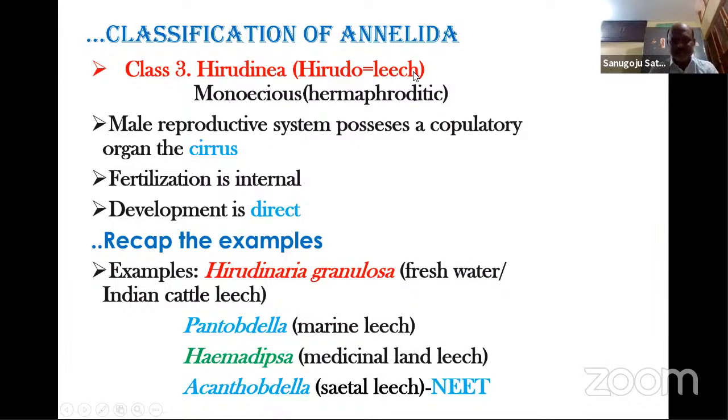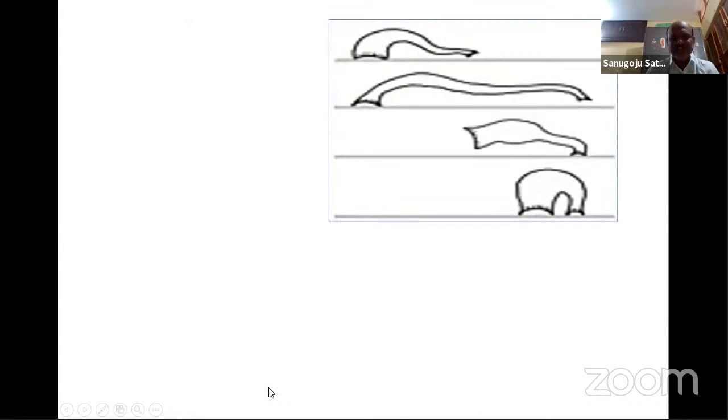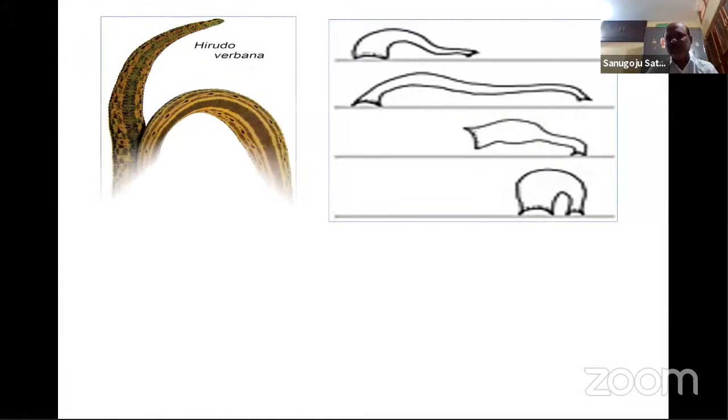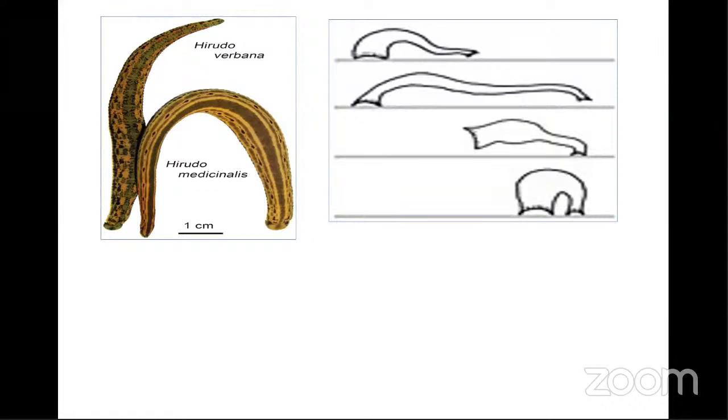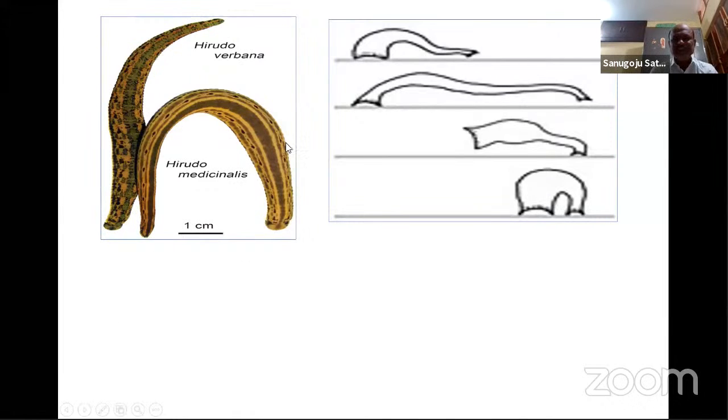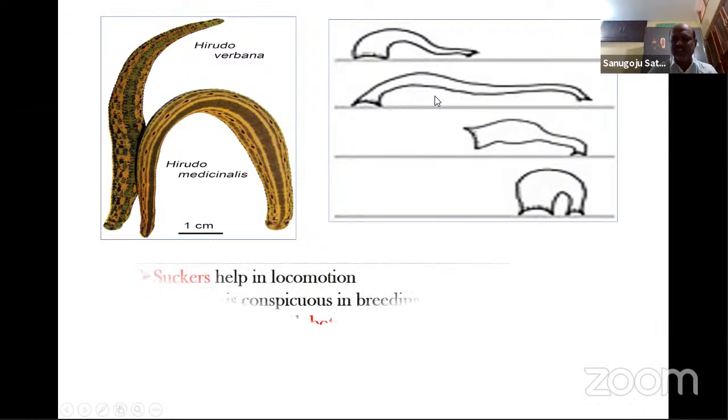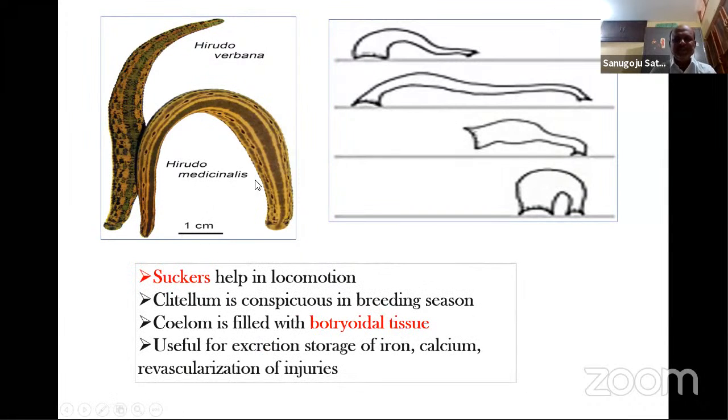And Pontobdella, Haemadipsa, and Acanthobdella are very good examples for Hirudinea. The locomotion is with suckers. The diagrammatic representation of Hirudo medicinalis is like this, with the anterior sucker and posterior sucker, and due to its elastic nature, it extends. The anterior and posterior suckers help in locomotion. The clitellum is conspicuous only in the breeding season, that means it is only formed during the breeding season.